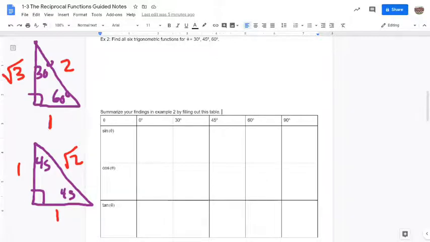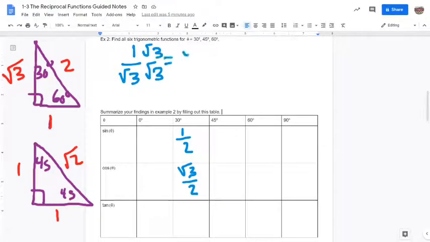Okay, so now let's use these pictures to fill out the table. So the sine of 30: 30 is opposite over hypotenuse, so it's going to be 1/2. The cosine of 30, cosine is adjacent over hypotenuse, so that's going to be root 3 over 2. The tangent of 30 is going to be 1 over root 3, which we're going to rationalize by getting rid of the radical in the denominator, and we get root 3 over 3. Tangent is opposite over adjacent.